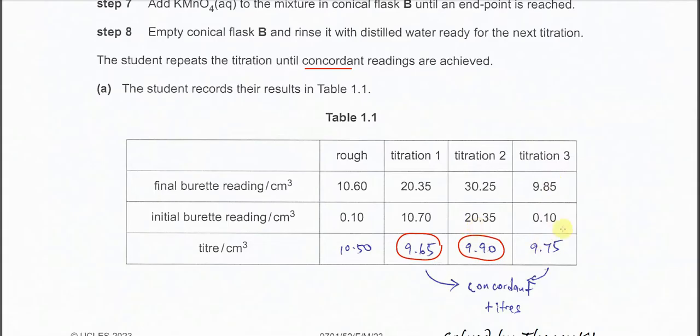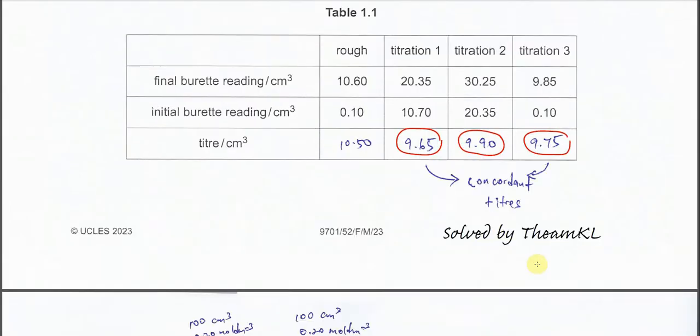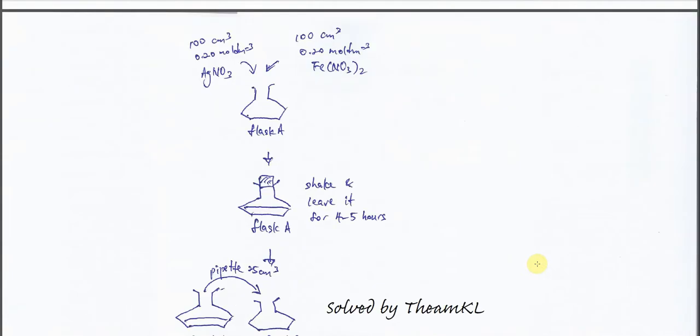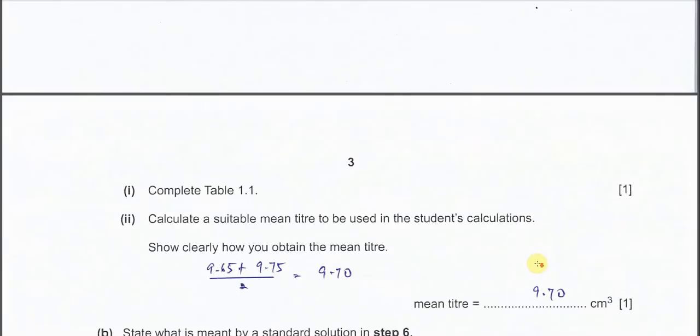After that, the third titration is 9.75. The difference between titration 1 and titration 3 is 0.1. Therefore, we will take these two for the calculations later. That's the meaning of concordant readings: when the readings that we get have a difference of 0.1 cm³ or less, then we can stop the titration. Then we go to the next part.